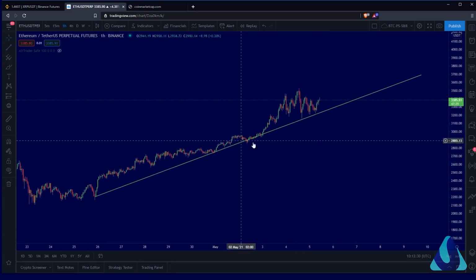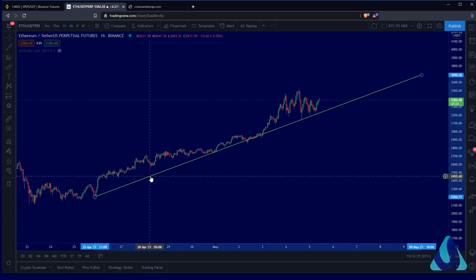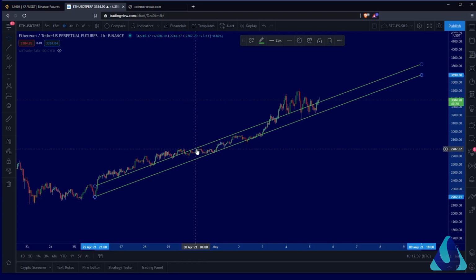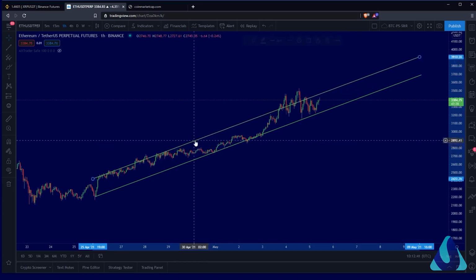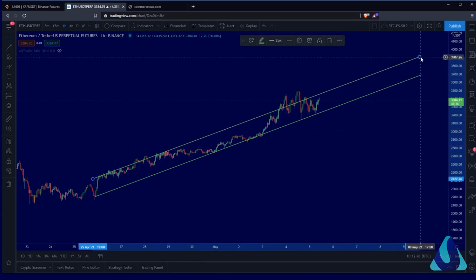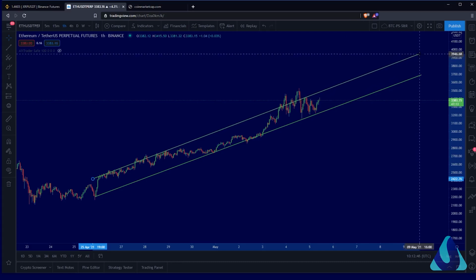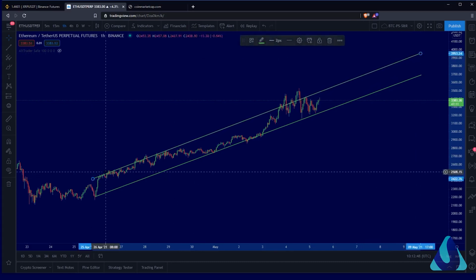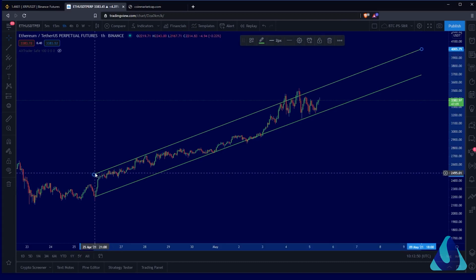So again, here's another uptrend. And what we also can do, as I said before, is copying this. So Command or Control C, then Command or Control V, and we can draw a similar channel in terms of where this could be heading. So what we might see here is something like this.